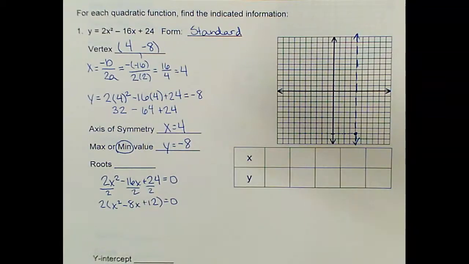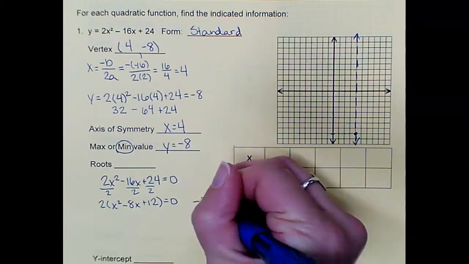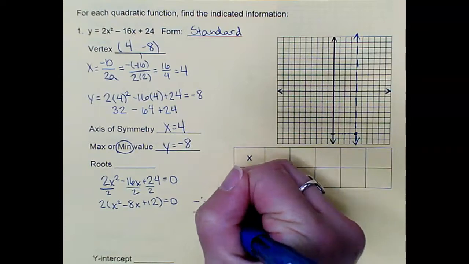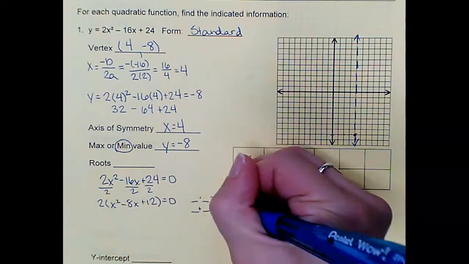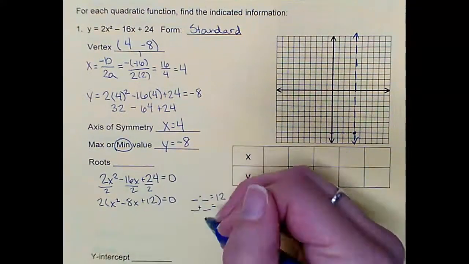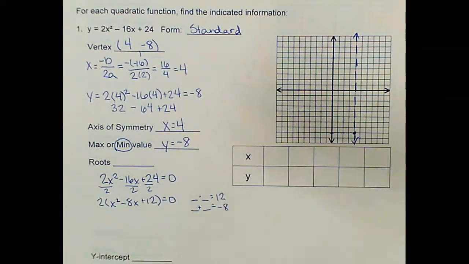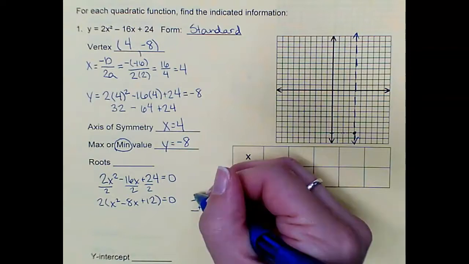And now how do you factor that trinomial? You want to find your magic numbers. I need two numbers that multiply to be 1 times 12, which is 12. And at the same time, they need to add to be negative 8. 2 and 6 come to mind.